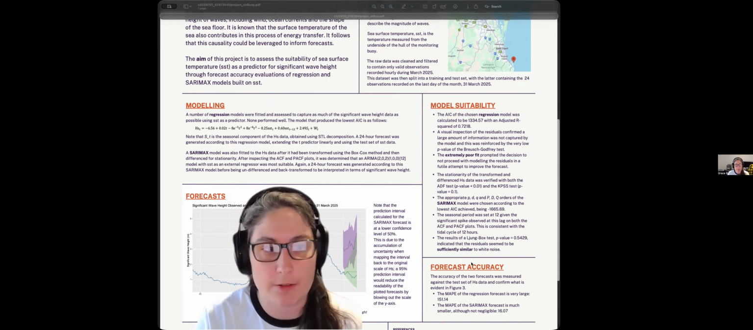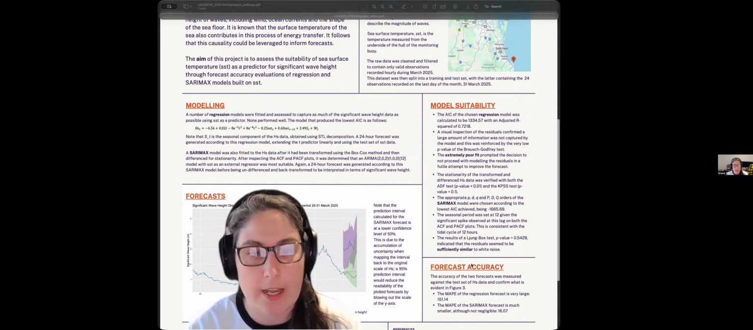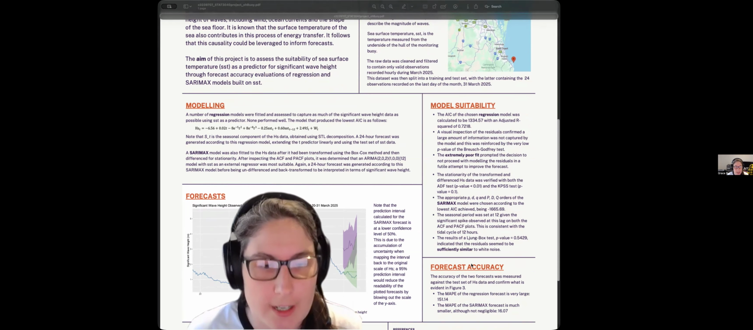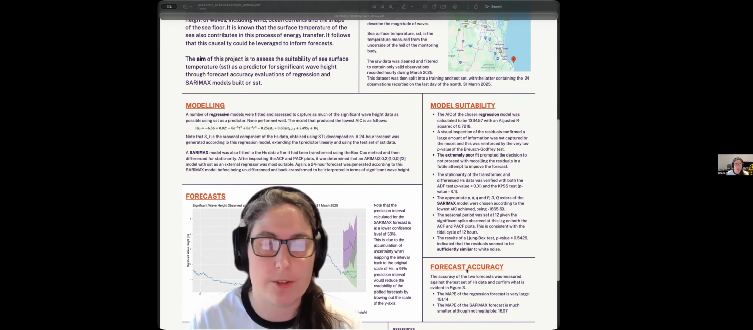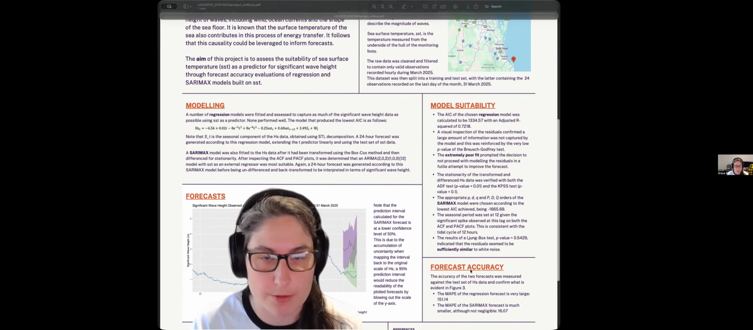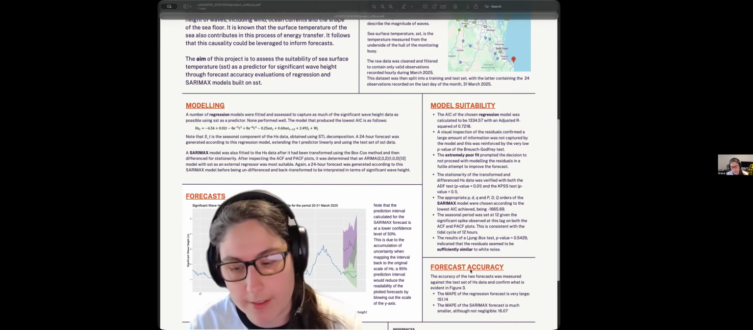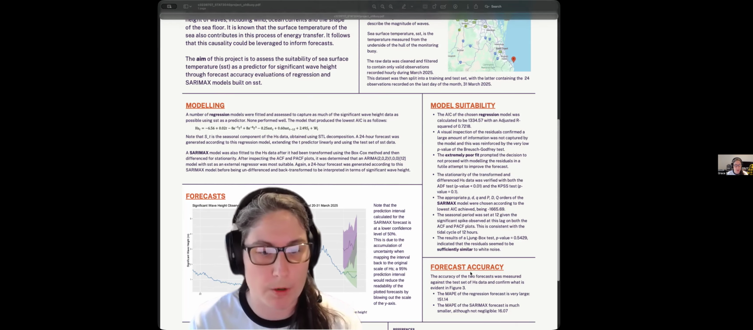Box test on the residuals of the SARIMAX model, and that did give me a good result, being that there was no significant autocorrelation left in those residuals, and therefore them looking more like white noise, which is what we wanted.